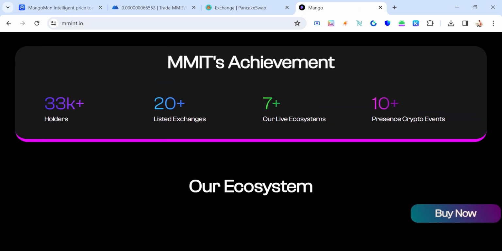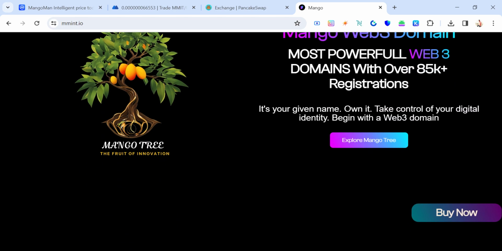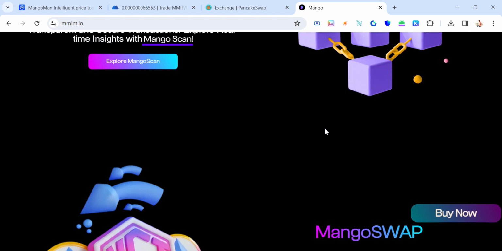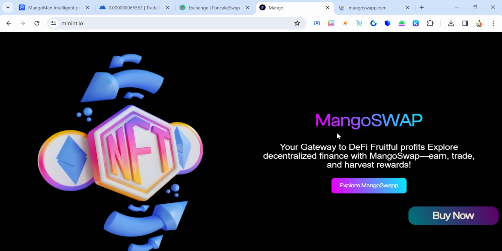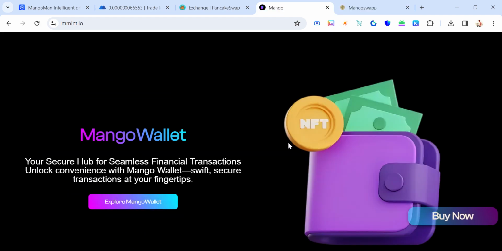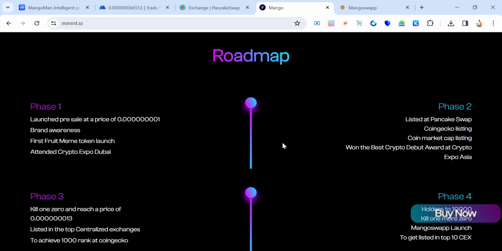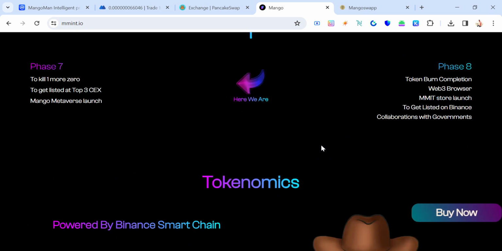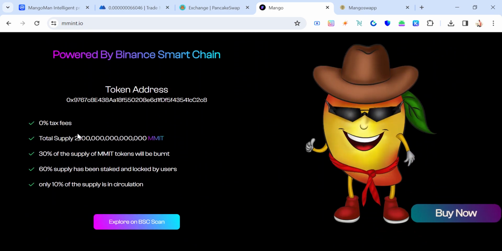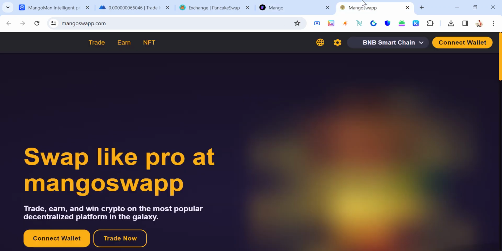And then they have this live ecosystem and presence. I think the staking option is also available, where you can earn by staking Mango. So let's explore this Mango Swap over here, because they have Mango Swap also, and they have Mango Wallet. So there are some utilities behind it, and this is basically the roadmap. You can have a look at it later. I won't be going into much detail. And this is the supply, and all this is basically the tokenomics and the token address.